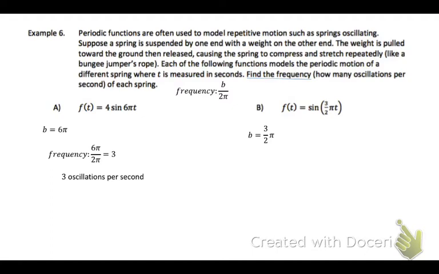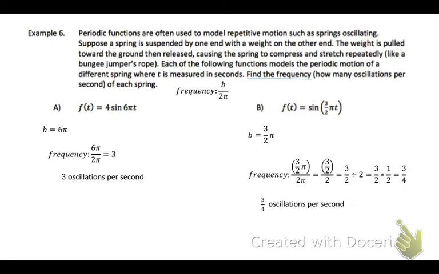Now on this one, b equals 3 halves pi. So the frequency is going to be 3 halves pi over 2 pi. Well, those pi's cancel each other out, so that's 3 halves divided by 2. I'm going to rewrite that. Put that 2 over 1, flip it and multiply, so that's 3 halves times 1/2, which is 3/4. So that's 3/4 oscillations per second.